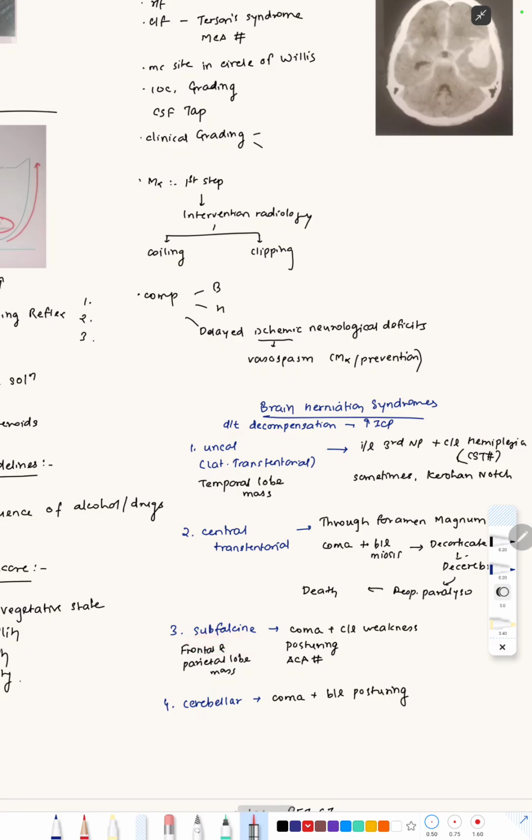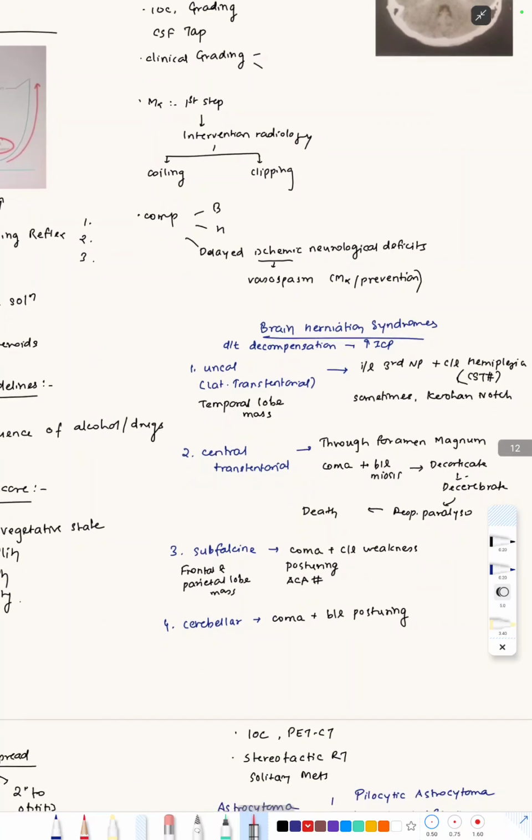Subfalcine herniation happens of the frontal lobe and the parietal lobe. It happens below the falx, through the cingulate gyrus. Coma and contralateral weakness are seen. Posturing is seen, and the anterior cerebral artery is most commonly damaged.